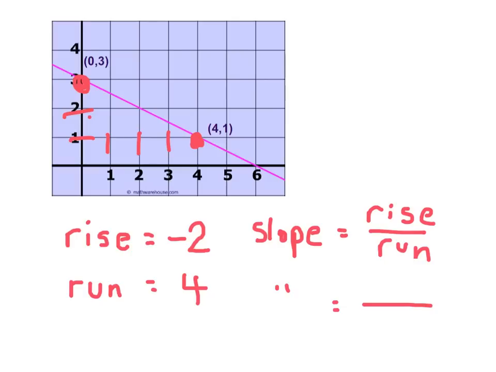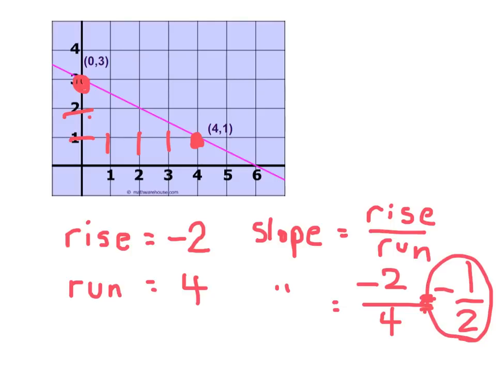So our slope for this line is negative 2 over 4, and that can be reduced. We always try to reduce our answers for slope, and this would be written as negative 1/2. That's the growth factor for this line. For this line, the value of y is going down: negative 1/2. It's going down 1 for every 2 in the x direction.